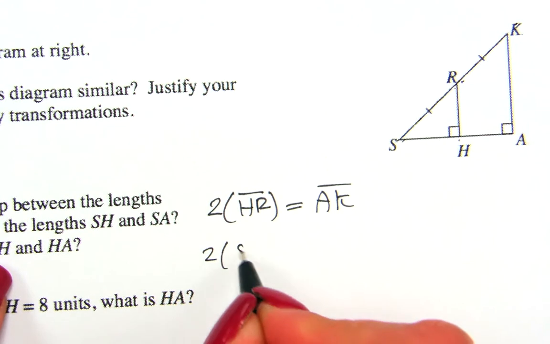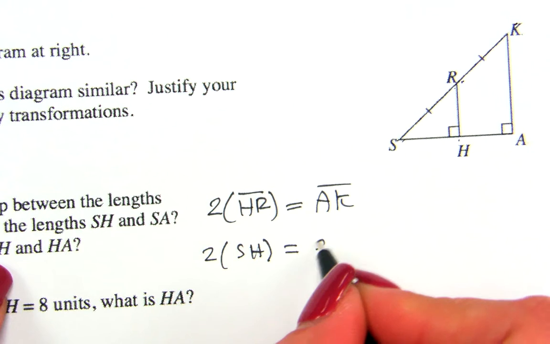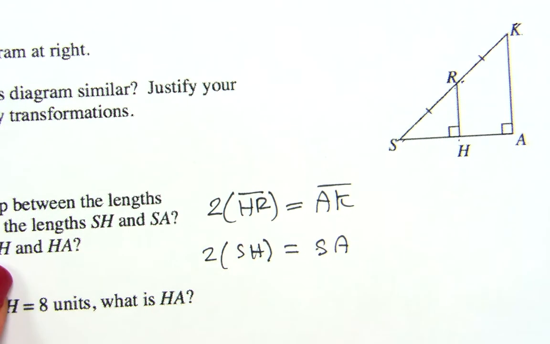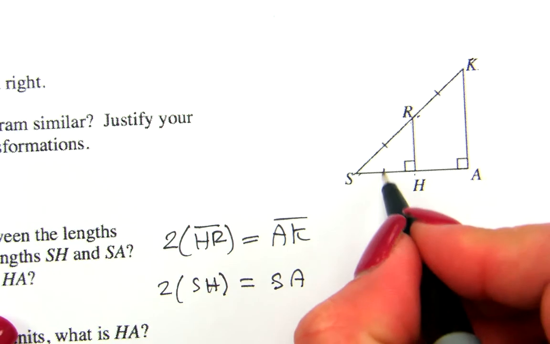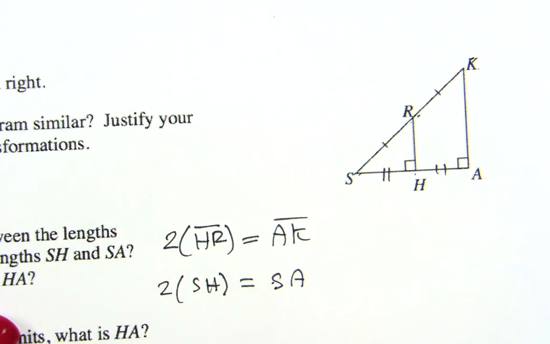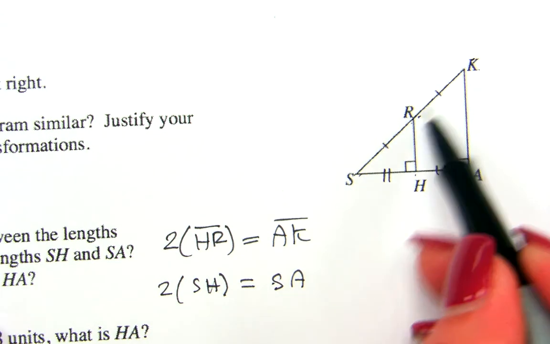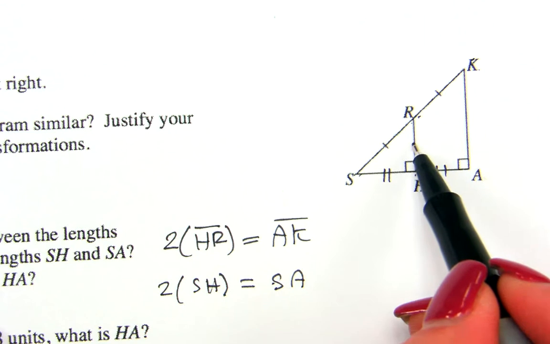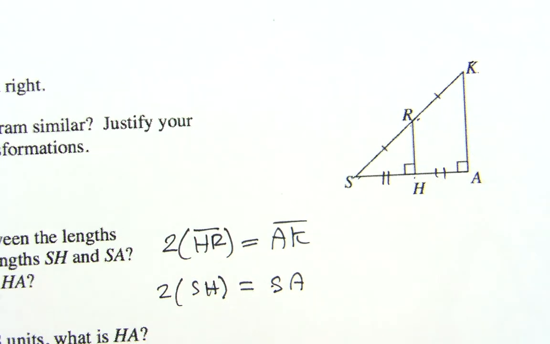So twice the length of SH is technically equal to the whole thing, which would be SA, right? And if that's true, then this part down here has to be the same as that part down there, because of the same reason why SR and RK are equal. This obviously is not the same. This is the double version of this.